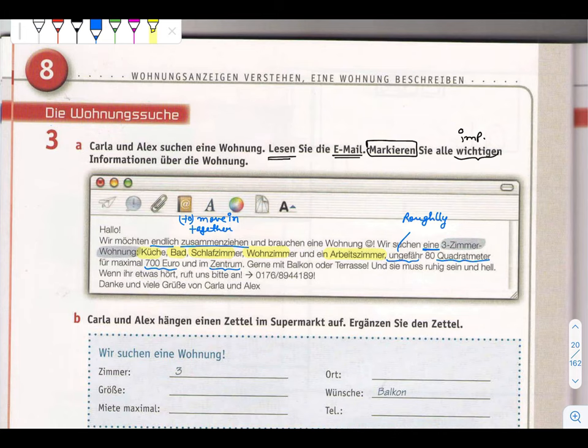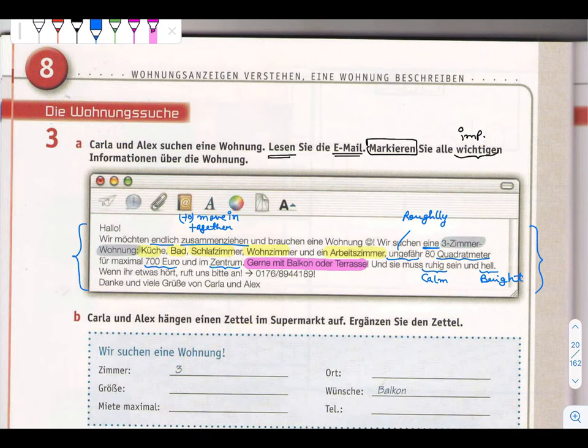Gerne mit Balkon oder Terrasse. Again, new information. Like they gave here their wish. If this would be there, then it would be more good. Und sie muss ruhig sein und hell. Ruhig means calm. Hell means bright. Danke und viele Grüße von Carla und Alex. This is just the email.